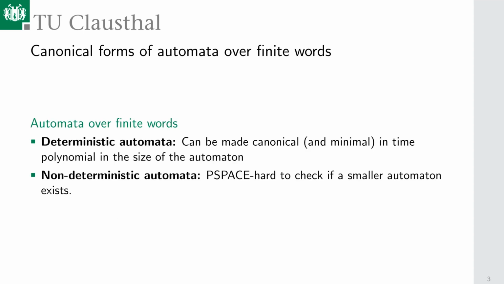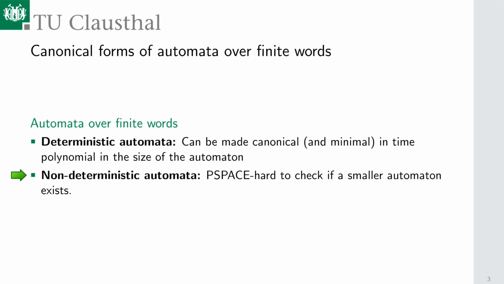For automata over finite words, it is well known how difficult it is to compute canonical automata. A canonical minimal version of a deterministic automaton over finite words can be computed in polynomial time, using the already mentioned Myhill-Nerode theorem.